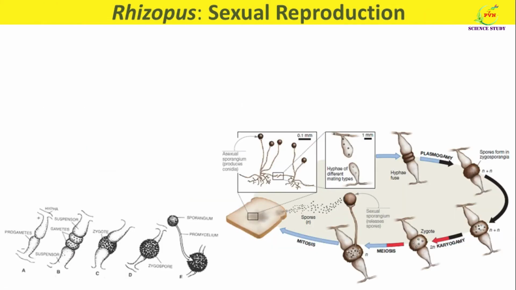Now we will study sexual reproduction in Rhizopus. So these are the sketches which are explaining the different stages in the sexual reproduction of Rhizopus.